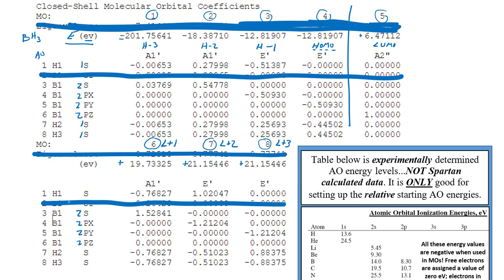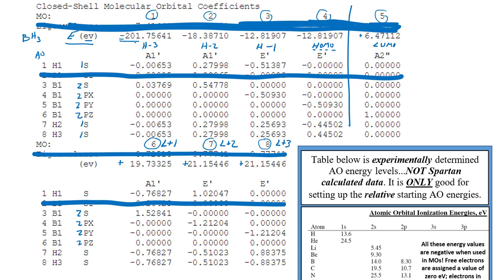And so then the last thing I want to do before we really get into the nitty gritty is think about what these energies look like. What are the relative values? We got stuff in the positive 20s, we got stuff in the negative 12s, negative 18, and whoa, where'd this come from? Now we got this negative 200. Well, that's kind of bonkers.